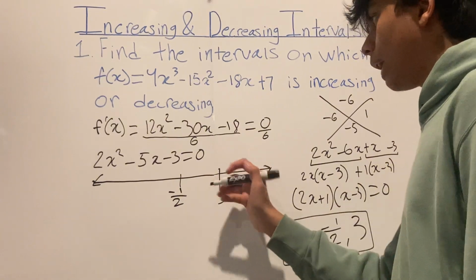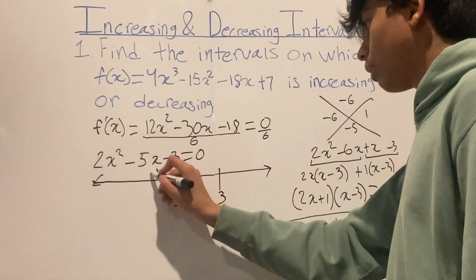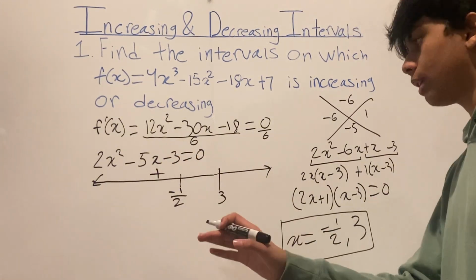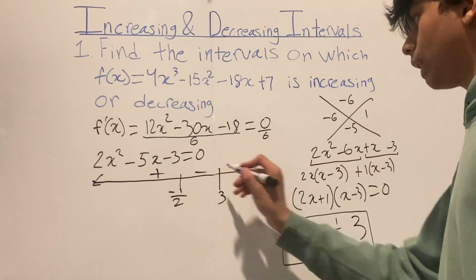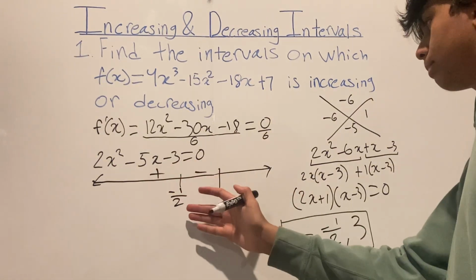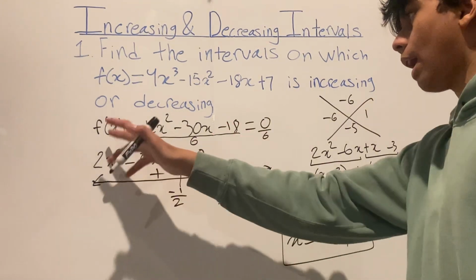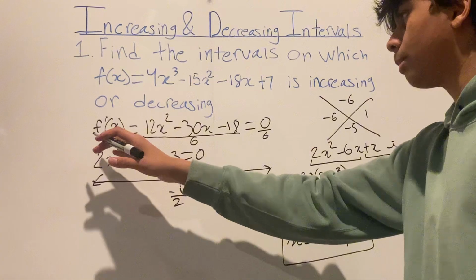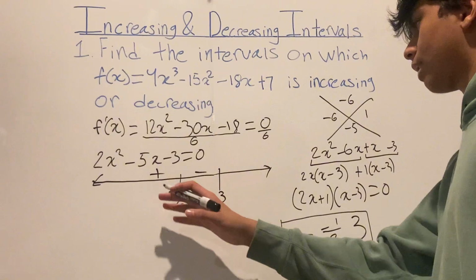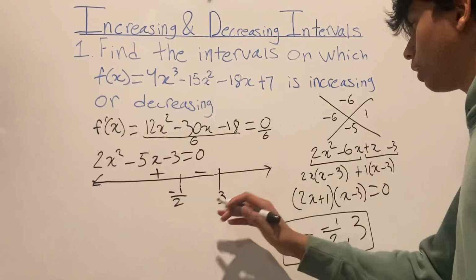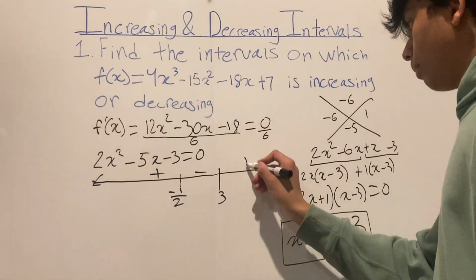When you plug in any value that's less than negative 1 over 2, this is going to be positive. And when you plug in any value in between negative 1 over 2 and 3, it's going to be negative. You can figure this out by plugging in literally any number. Make sure to plug it into f prime of x. If you plug in f prime of negative 1, this will become a positive number. I'm skipping the calculation because it's a simple calculation. And any number that's greater than 3 will become positive.